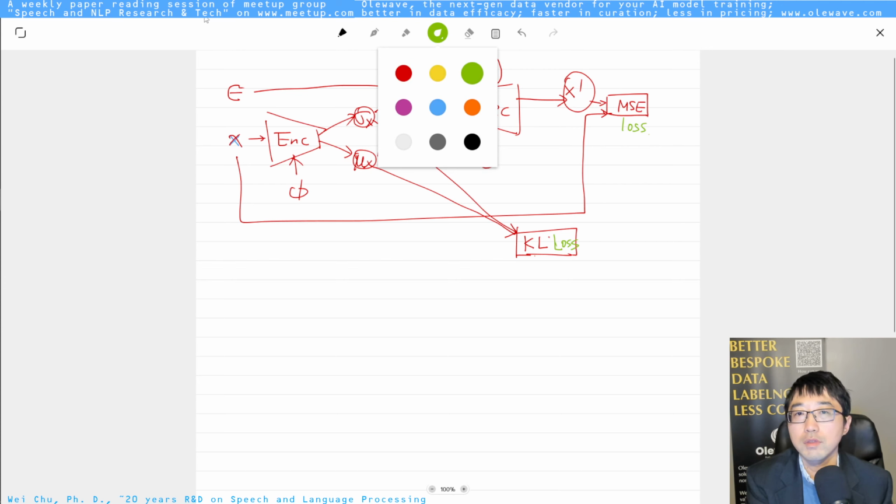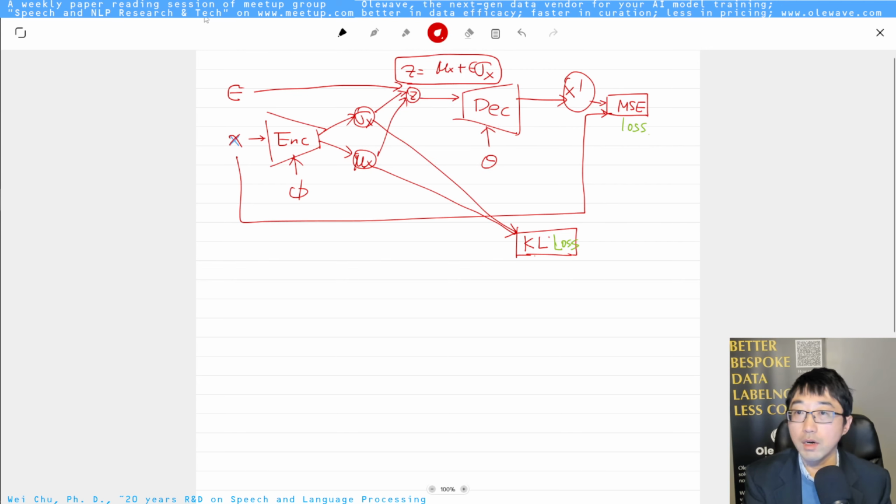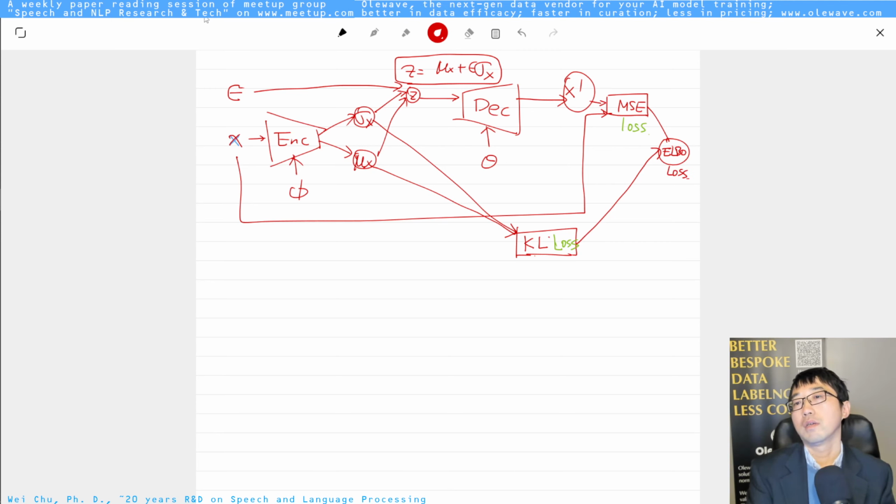And of course, you add these losses together, so you have an overall loss. This is called the ELBO loss. And then you do the back propagation. You can see everything gets updated. Make sense?